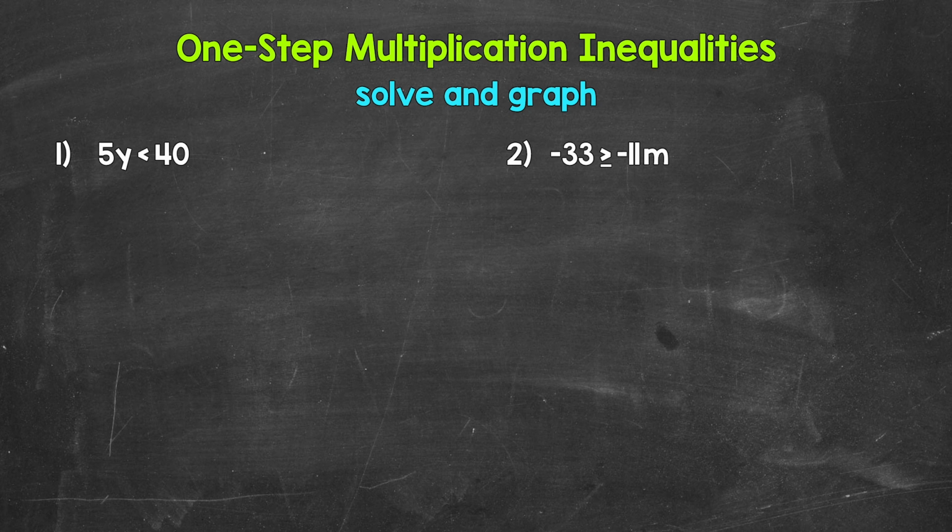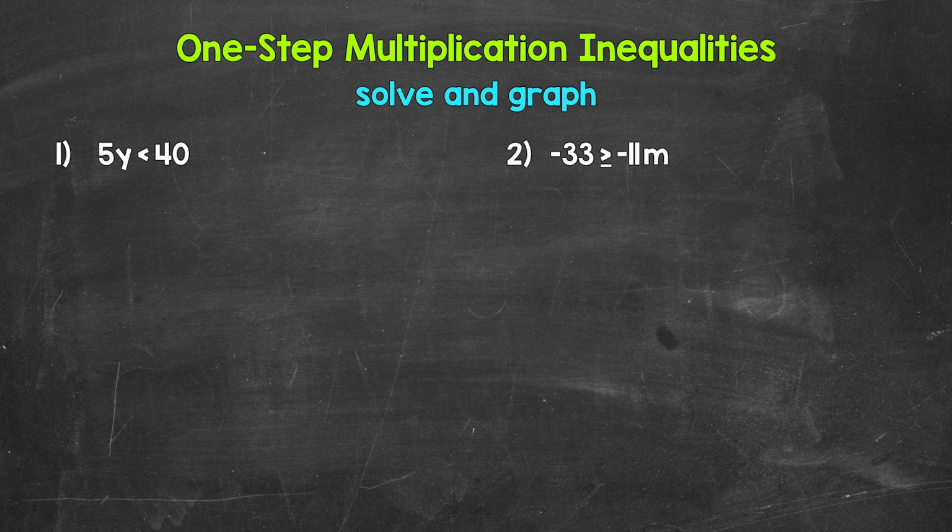One thing we need to be aware of, though, when it comes to inequalities, remember, we need to flip the inequality symbol, change the direction when multiplying or dividing both sides by a negative. Now, once we solve the inequality, we can graph the solutions, all of the values that make the inequality true. Let's jump into number 1, where we have 5y is less than 40.